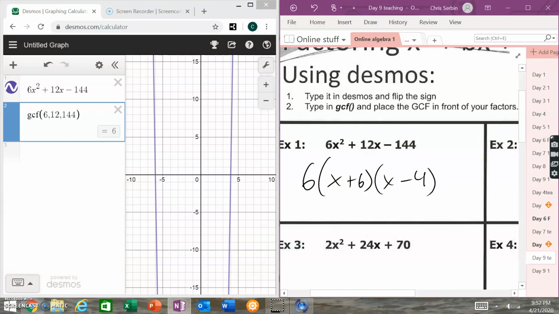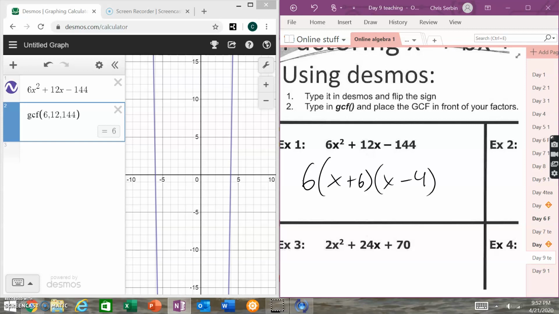Now, it is not always going to be the number that's out front. Sometimes it's not, but for the majority of these, it's going to be that number that's out front. If it's not the number out front, then you'll have to divide and do steps like we did the previous lesson, where you multiply the first and the last, and then figure out what adds up to the middle.